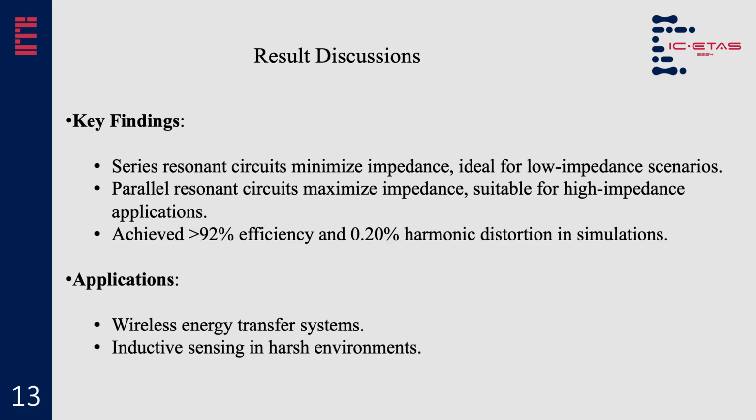Now, what are the things we have come to terms with, or this research has been able to solve? The results and the key achievements that this research has been able to reach. One is the series resonant circuit minimum impedance, ideal for low impedance scenario. We'll be able to come to terms with the series resonant circuit, that whenever we have a series resonant circuit, we will have minimum impedance. We have minimum impedance which is ideal or useful for low impedance scenario.